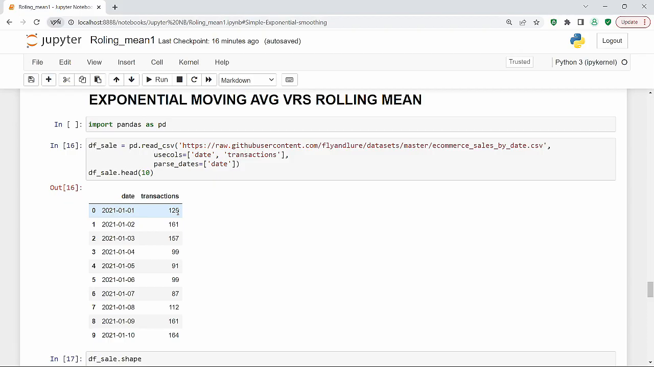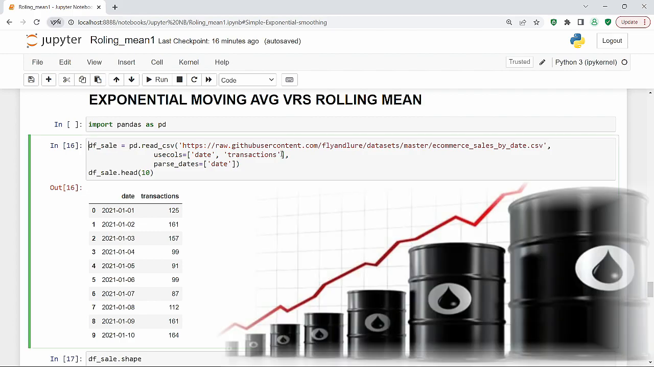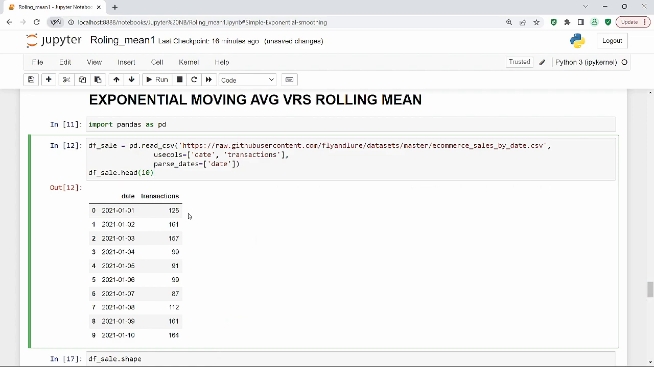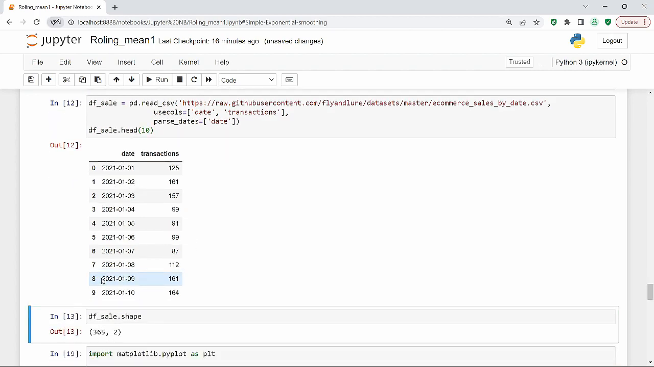Now let's use Python to simulate certain data. In this case, I'm going to use real data to understand how this comparison works and why we have to use it. We have here two different columns: date and different transactions in an e-commerce company. The number of transactions is going to help us understand what is happening here. Then we have certain values. You can see that we have one single year, 365 different transactions per day.